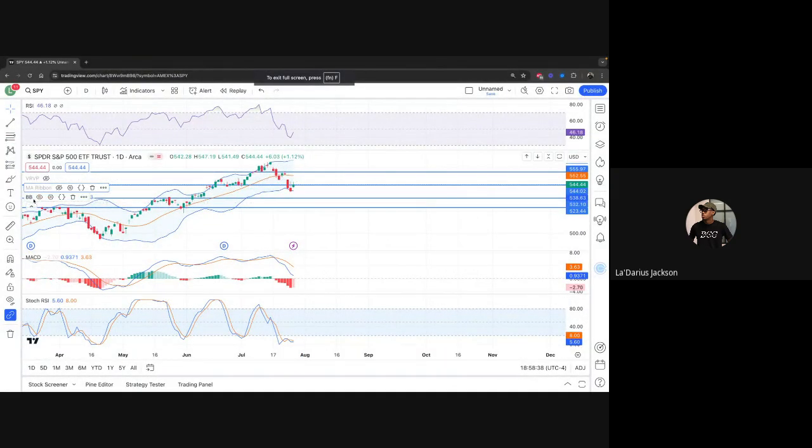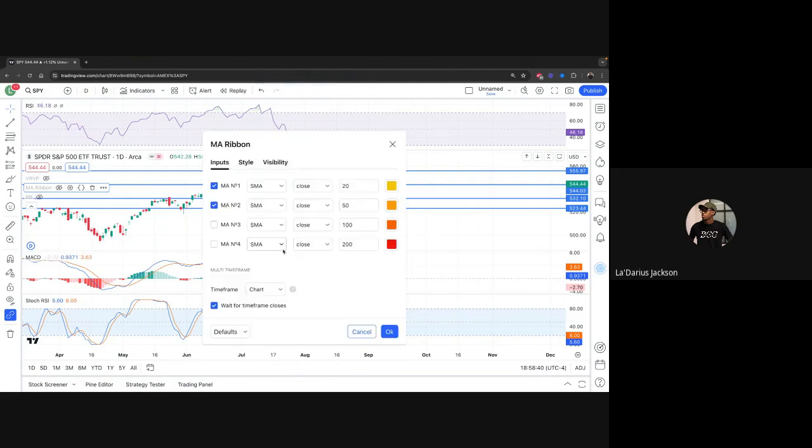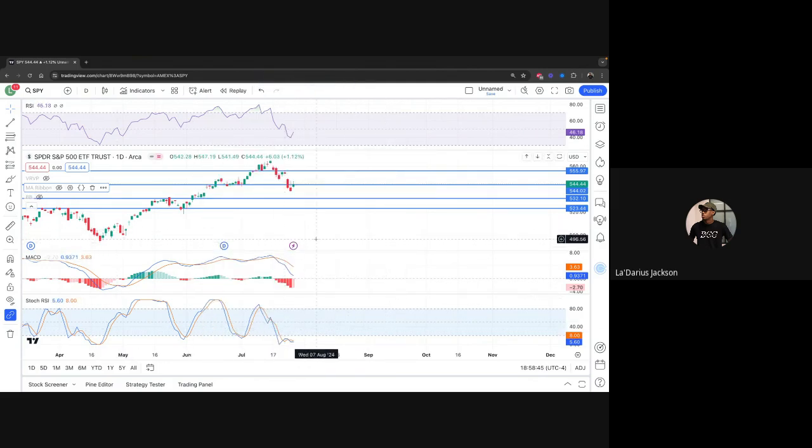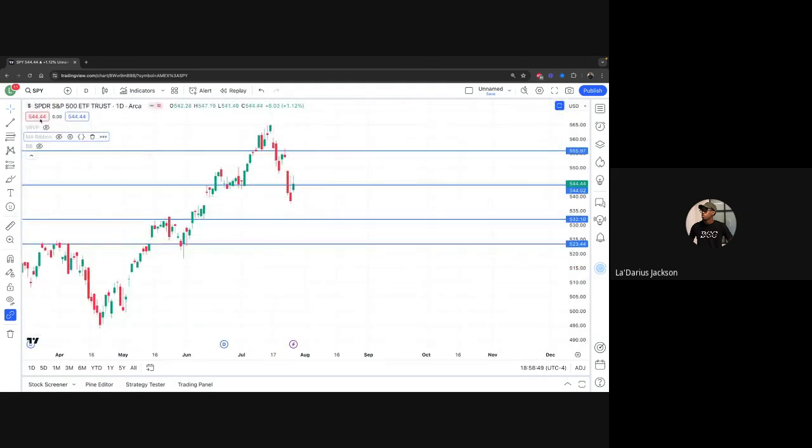Cool. All right, let me turn this off and turn it back on to my tool of choice. All right, cool. Two more indicators, and then actually, let me show you the VRVP.